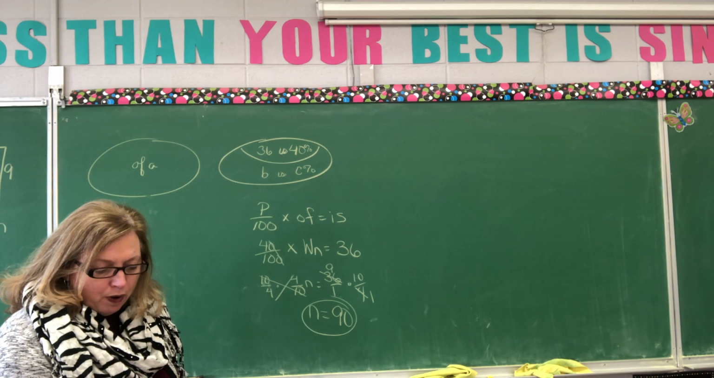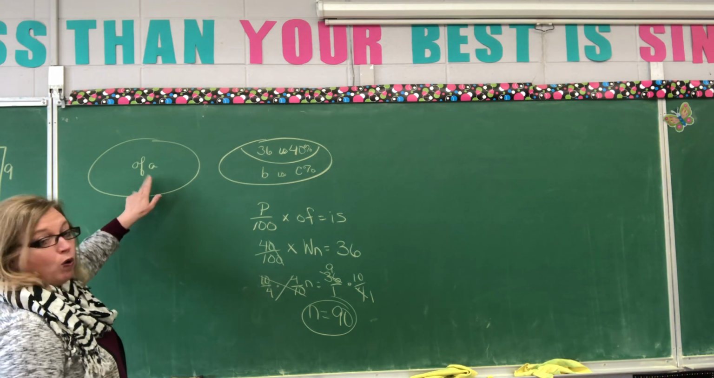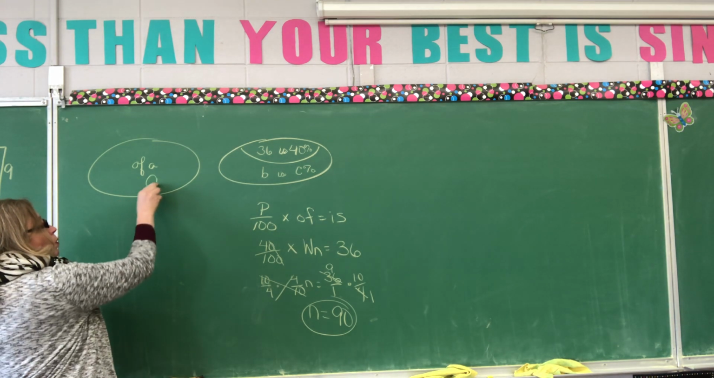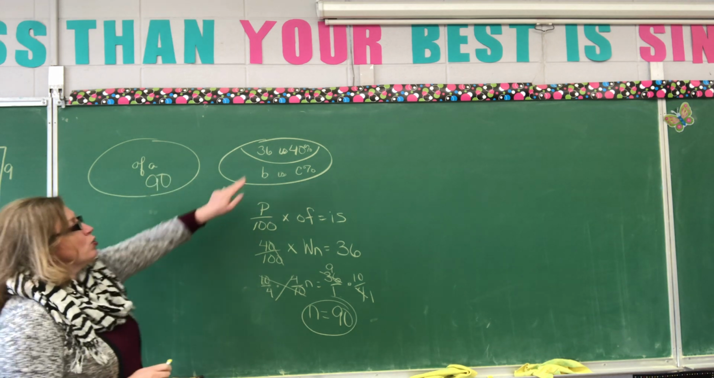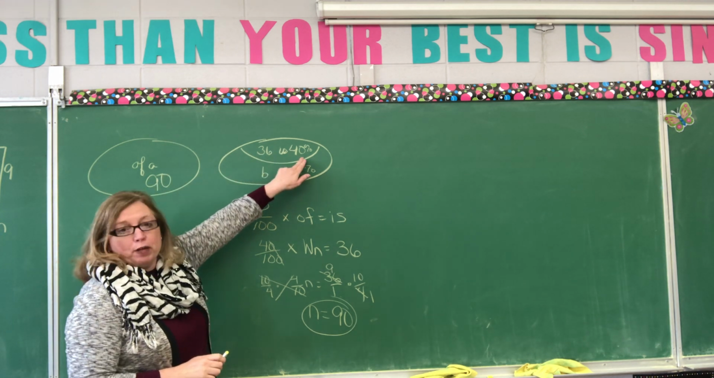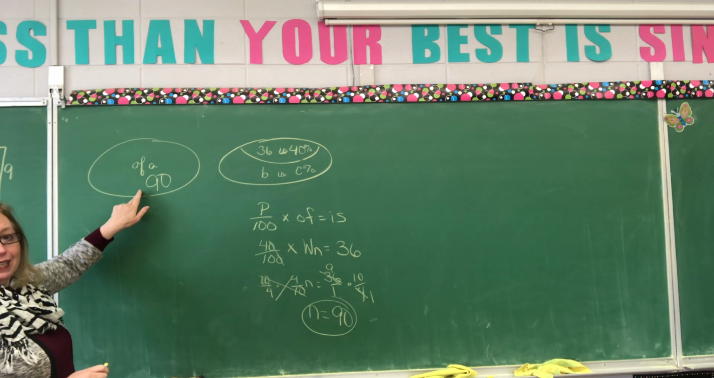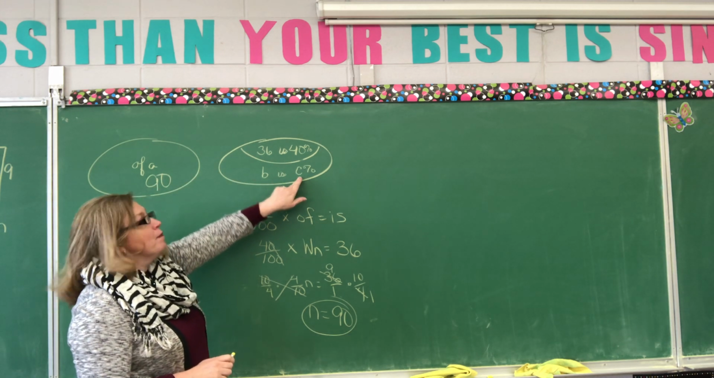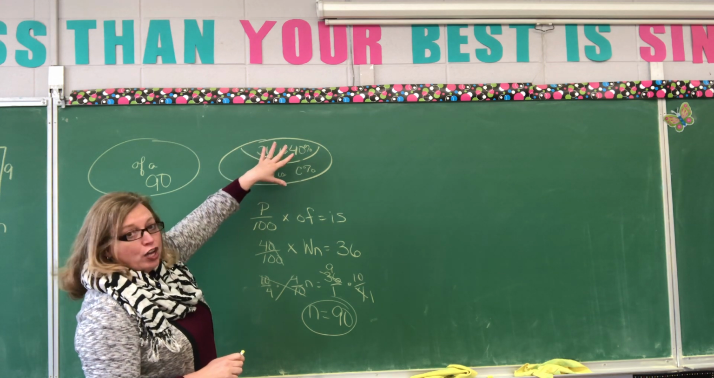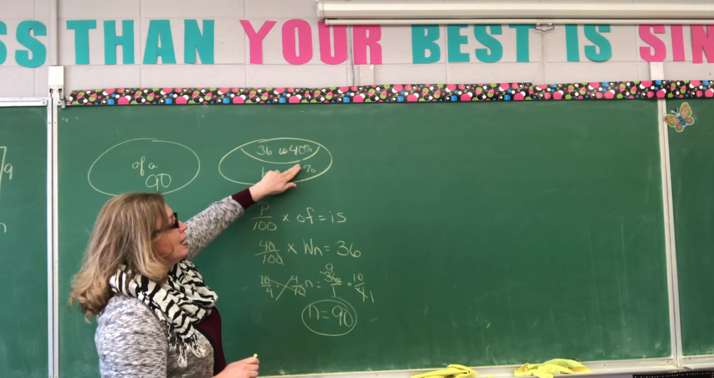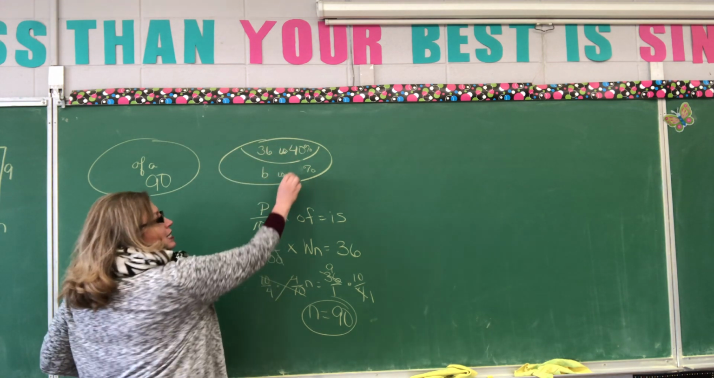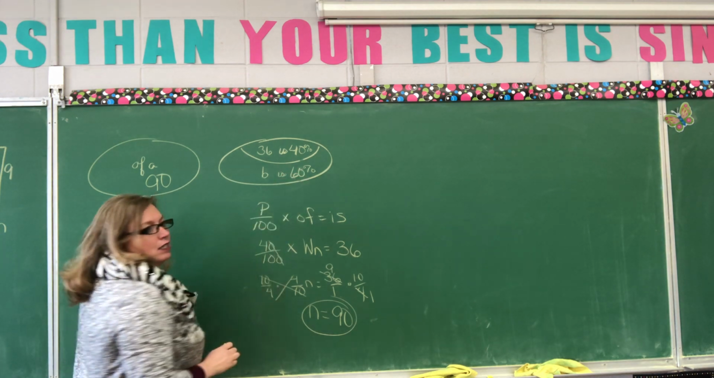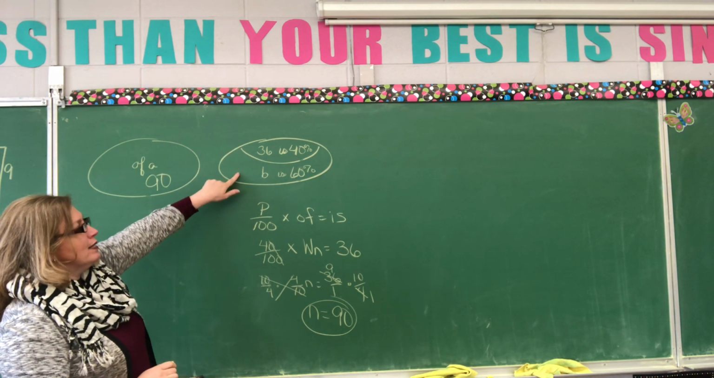Whenever I say that, that's my whole. My 90 is my whole. So 36 is 40% of 90. Now, what is this percent? If the whole thing is 100% and this is 40, this C has to become 60%.